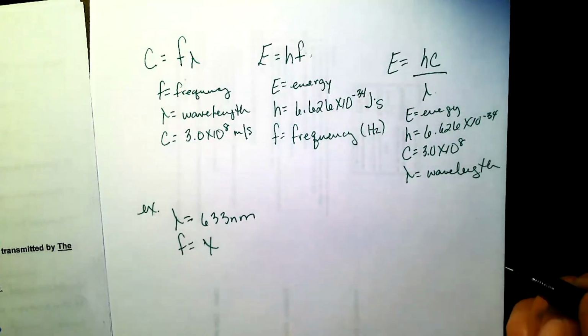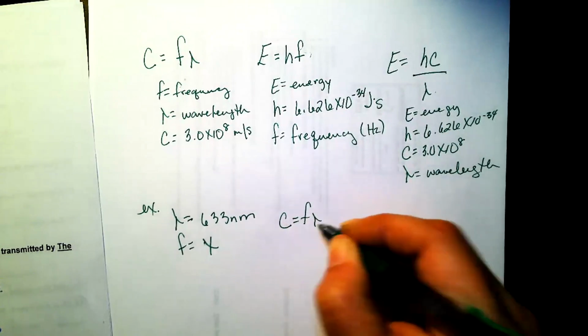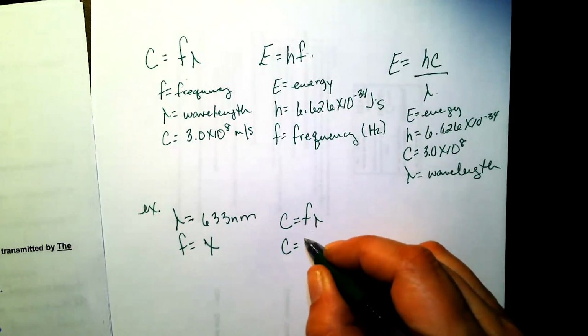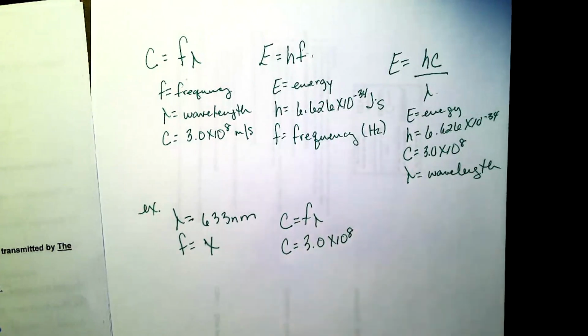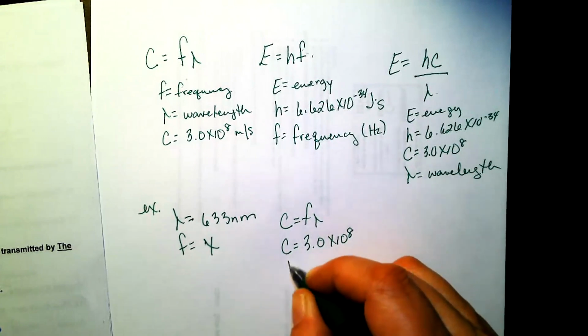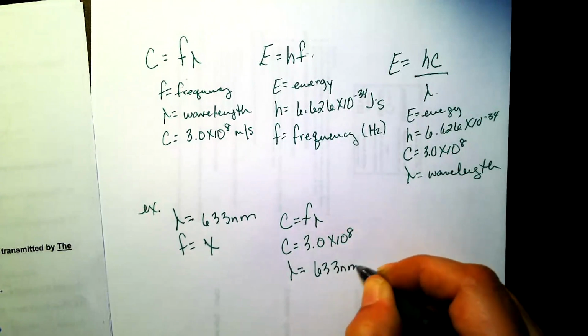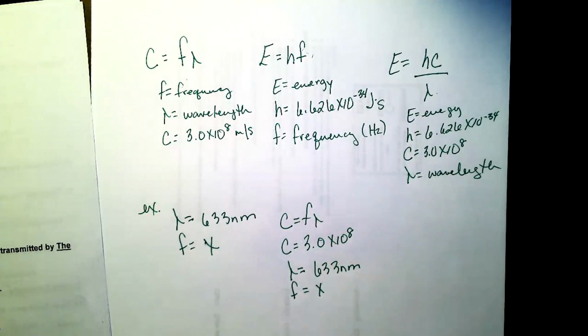and we're just going to fill in what we have based on our formula. We know that C is equal to 3.0 times 10 to the 8th. We know that wavelength is equal to 633 nanometers. And we know that frequency is what we're trying to solve.